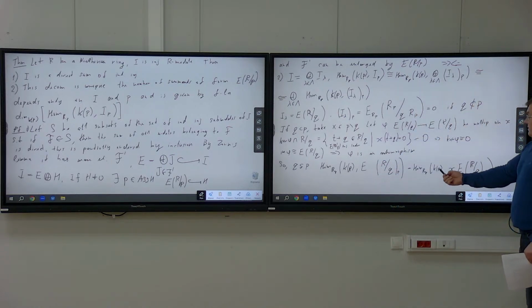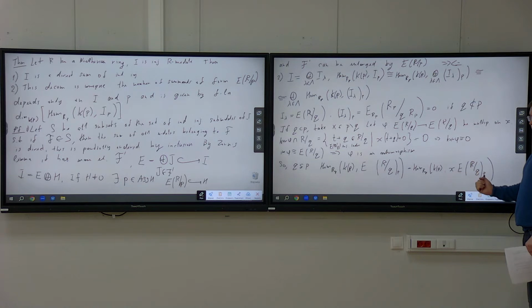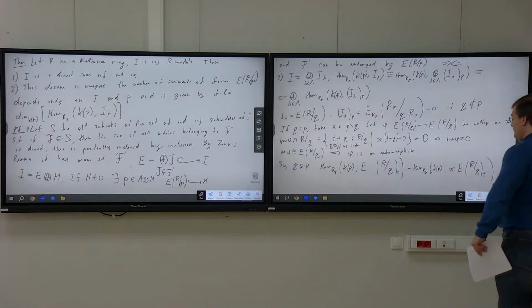But now, if I look at these Homs from the residue field, well, it has one generator. It is sending this generator to something, and this something is of the form x times something. But x is in the maximal ideal, so it is supposed to annihilate what I'm sending this generator to. So this whole Hom is just 0.